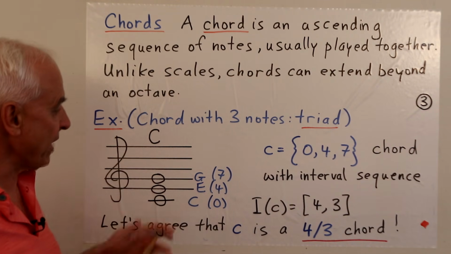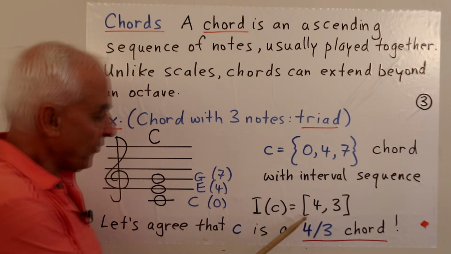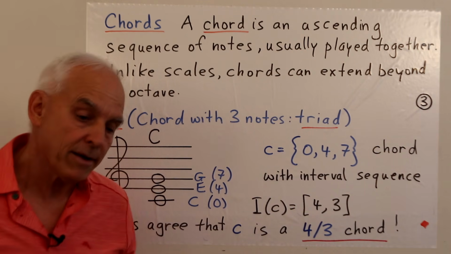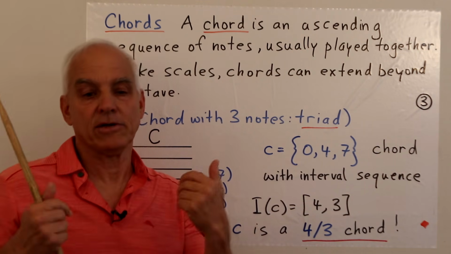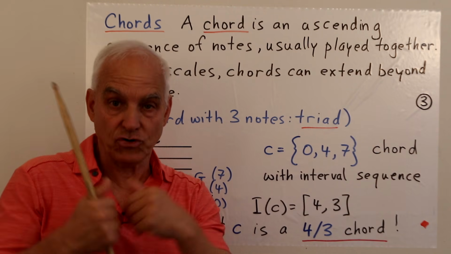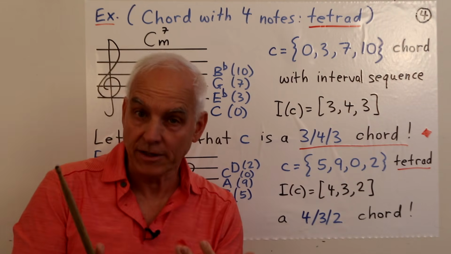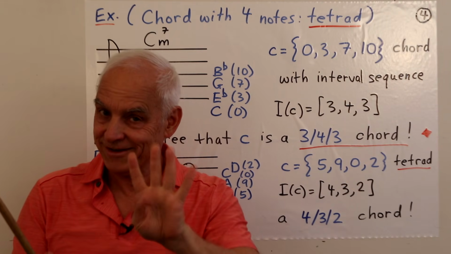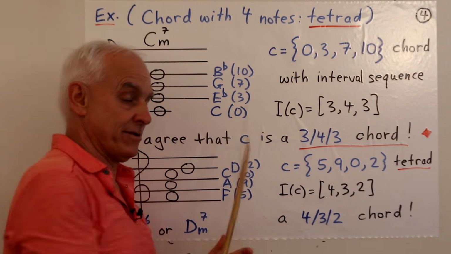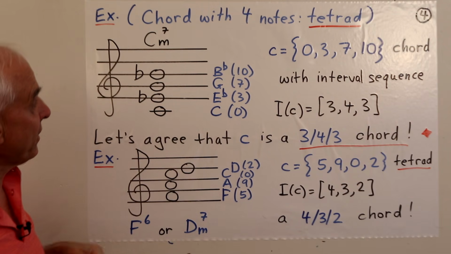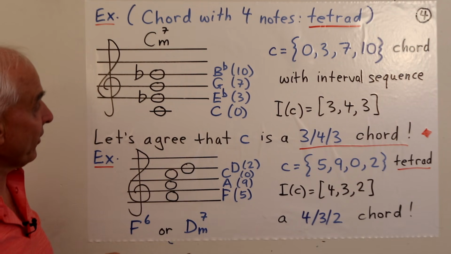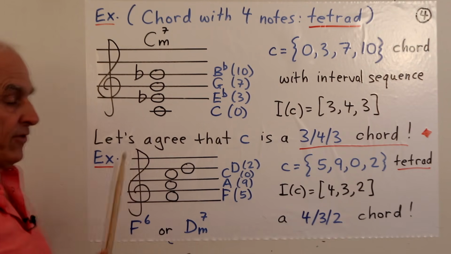All right, so this is a triad. This is actually a major triad. This 4/3 step characterizes a major triad. A little bit more complicated than a triad is a chord with 4 notes in it. We'll call that a tetrad. That's the standard terminology, I think. A 4-note chord is a tetrad. Here's an example of such a thing.